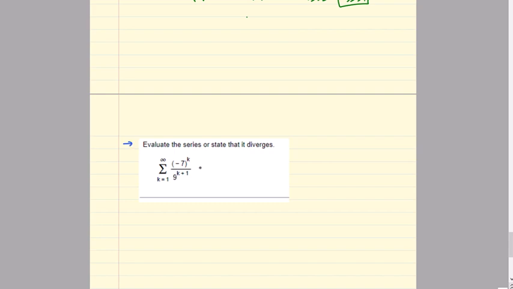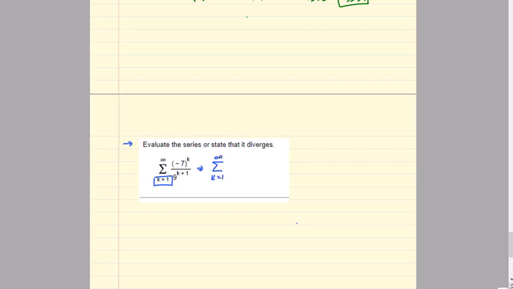So this one obviously needs a lot of rewriting. Notice first of all it starts at k equals 1. I need to keep that in mind because it should be starting with k equals 0 if I want to find the sum. So I'm going to have to find 0 to infinity and then subtract off the 0th term to figure out what this actual sum is. But before I can do that, I need to rewrite it.